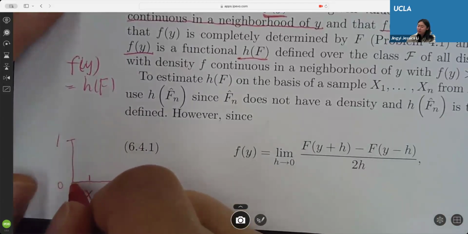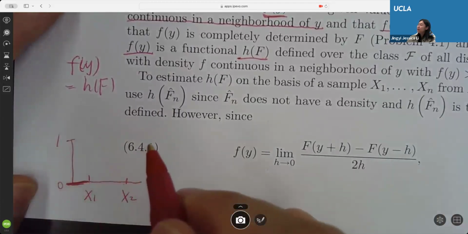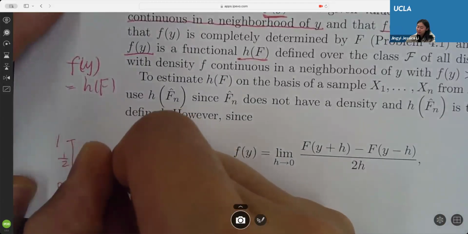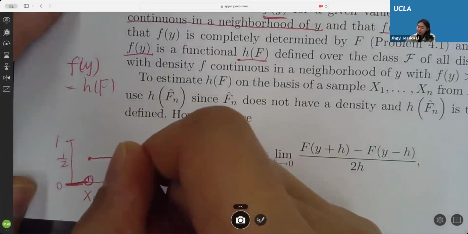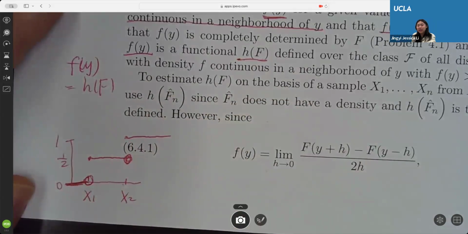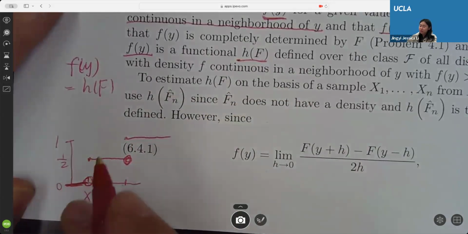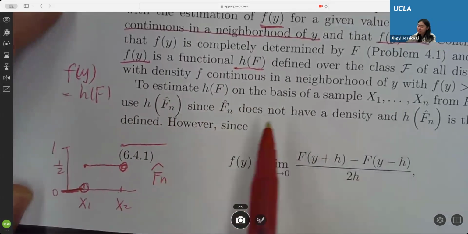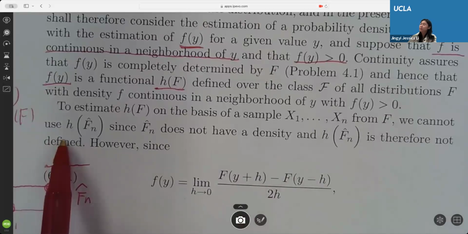When it's less than x1, the CDF stays at 0. But once it reaches x1, all of a sudden it becomes 1/2 and stays there. So I have empty here, then it jumps to 1/2. Again I have empty here, and once it reaches x2, it jumps to 1. So it's this kind of step function. It's discontinuous at the values in my sample, x1 and x2. This is my Fn hat. This one does not have a density, so a direct plug-in is not defined.